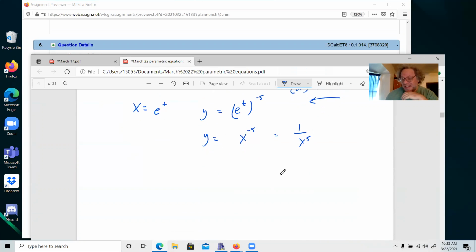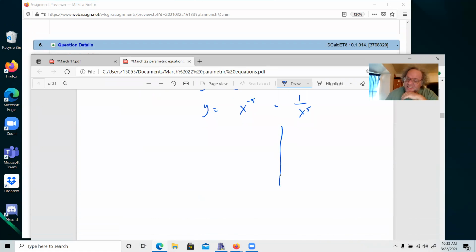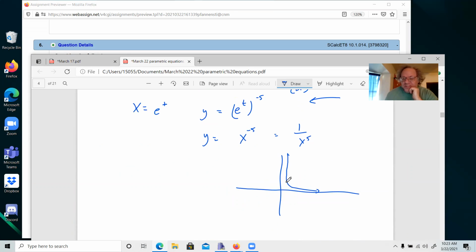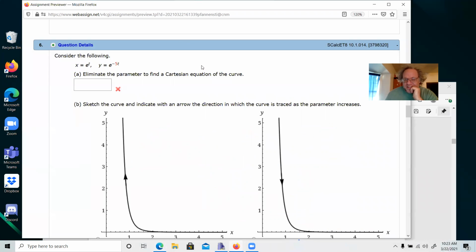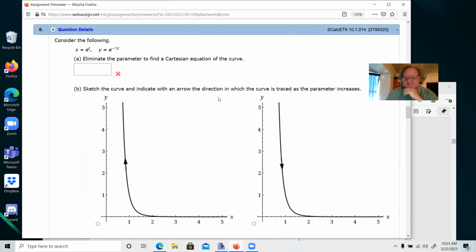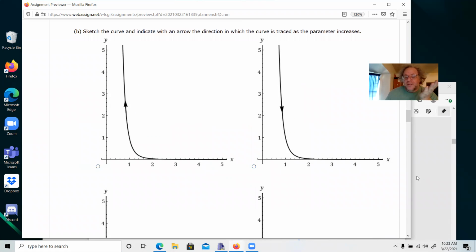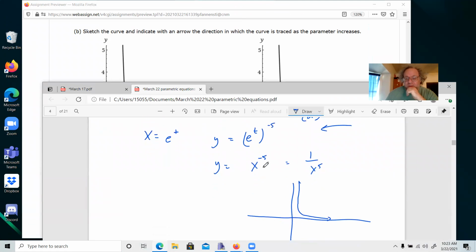Right? And we know what that looks like, right? Kind of looks like 1 over x, except we have a much steeper sort of a corner here. But that's all that's going to be. All right. So, wow, that was a lot easier. So eliminate the parameter to find the Cartesian. It's just going to, oh, and which direction does the arrow go in? See, that's always a good one.